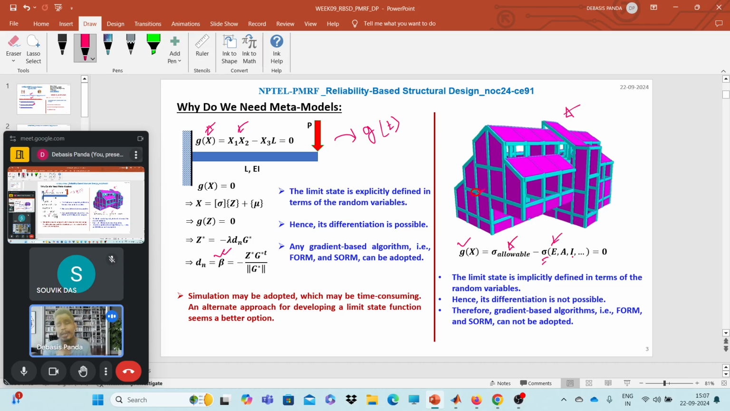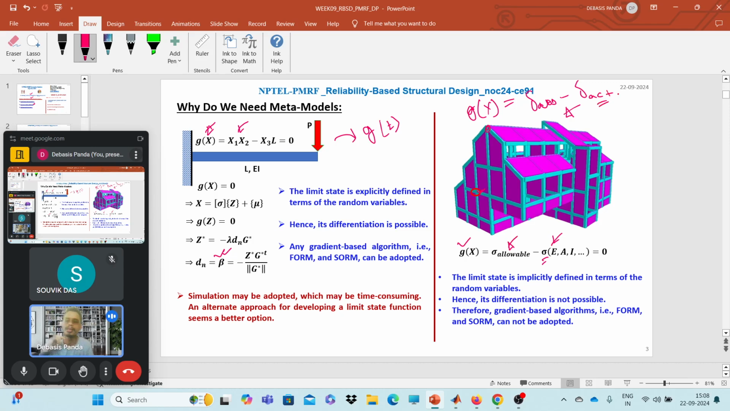So how can we perform the reliability analysis of this structure? Or say, for example, for this node we want to analyze the maximum deflection. The g(x) might be in the form of delta allowable, the allowable deflection, minus delta actual.